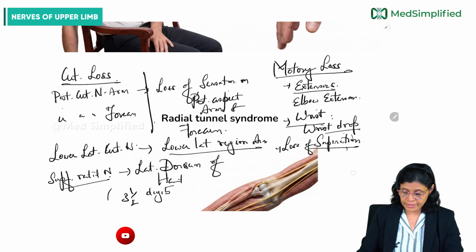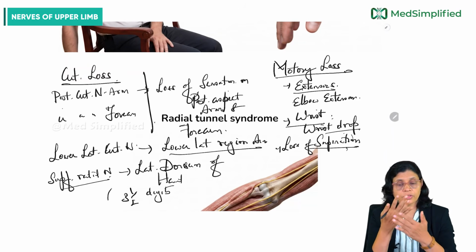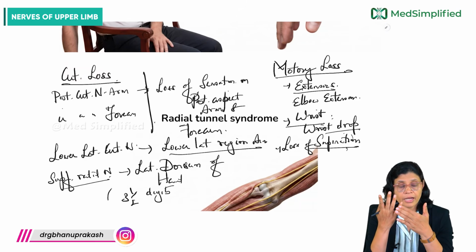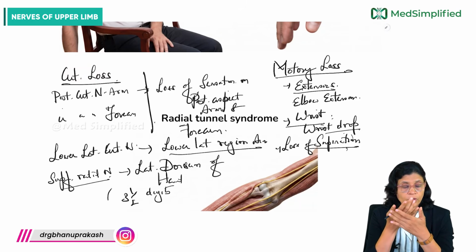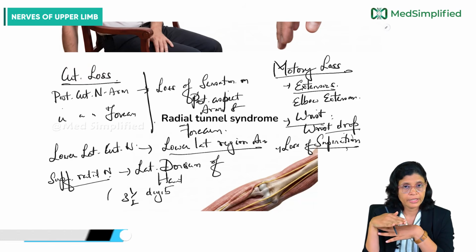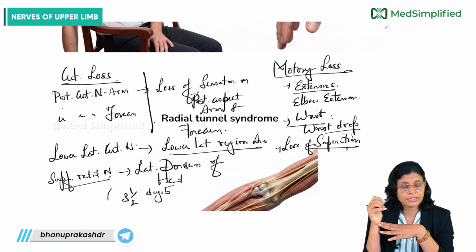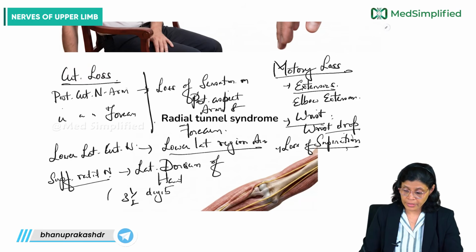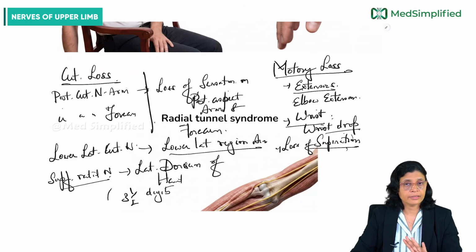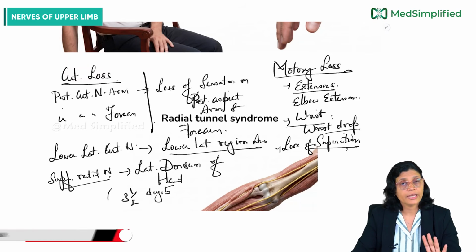And there is loss of extension of the digits, mainly because the extensor digitorum, the extensor indicis, the extensor digiti minimi, as well as the extensor pollicis longus, all of them are affected. So the extension of the digits is also lost. So this is about the cutaneous and the motor loss when the nerve is injured in the axilla. The entire nerve and its distribution is affected.